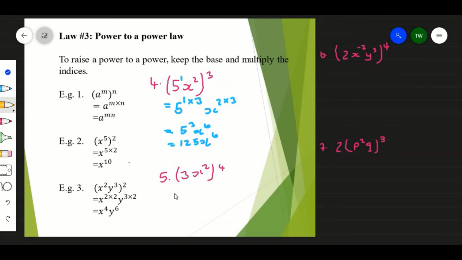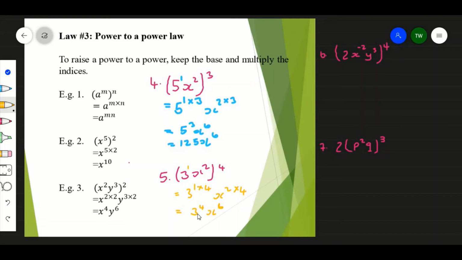Now let's look at example number 5. Same idea. 3 here is the same thing as 3 raised to the power of 1. So this is going to equal 3, which is the base, raised to the 1st power, times the power outside of the bracket, which is 4 in this case. Put back our x as the base. So it's going to be x squared, multiplied by the power outside, which is 4 in this case. And we simplify this, we're going to get 3 to the 4th times x to the 2 times 4, that's going to give us 8.